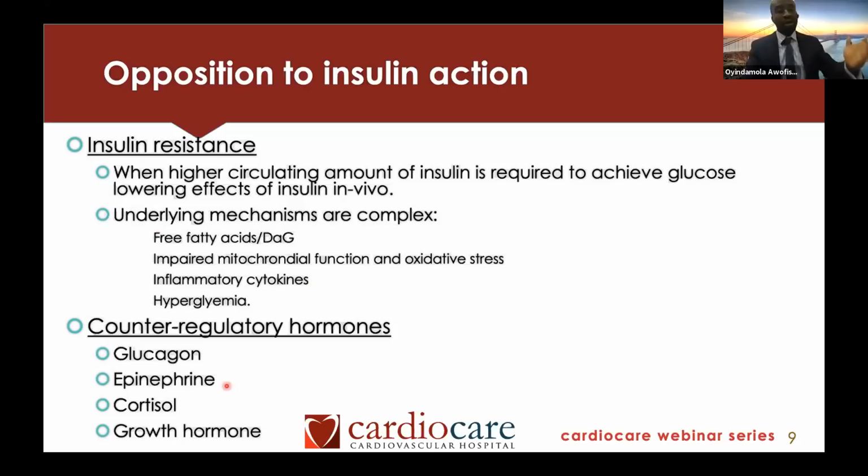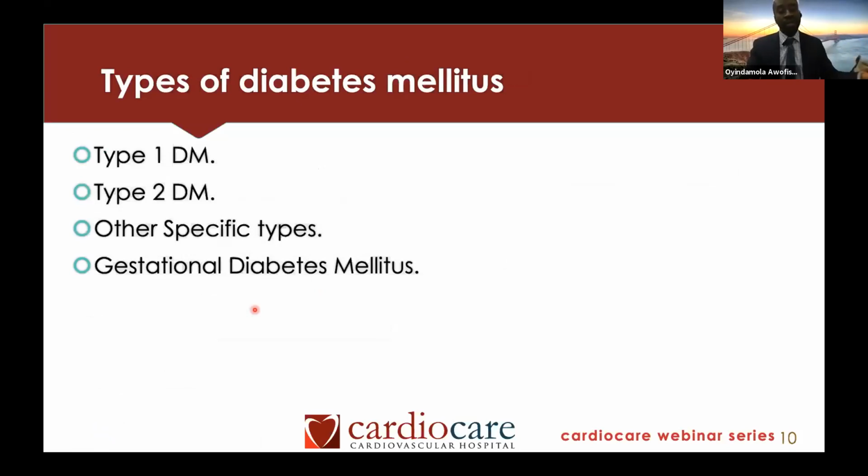Okay, so all these things, both the insulin resistance and the counter-regulatory hormones, all oppose insulin action, and contribute to hyperglycemia and can make someone need more insulin than he would have needed, or can make someone that was previously well controlled on oral agents start to require insulin on either a short-term or a long-term basis.